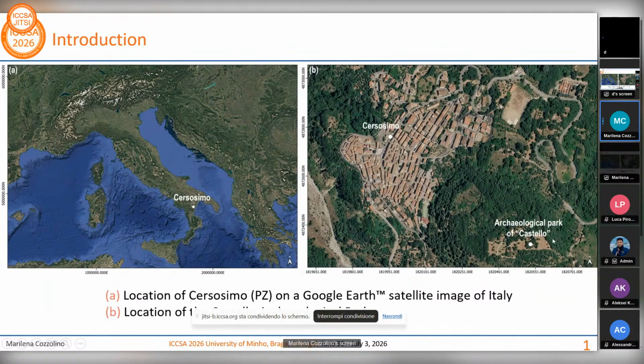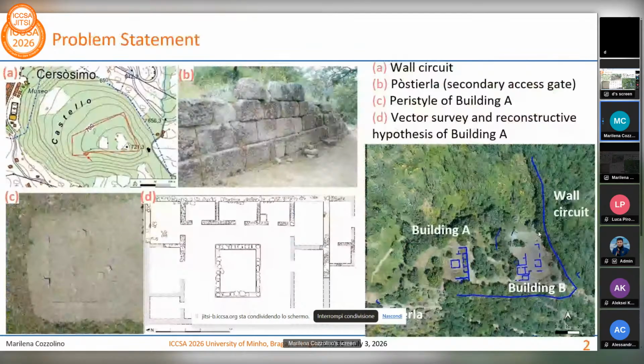We have very few information about it because excavations were carried out in 1969, and the results are unpublished, with just a report at the superintendency reporting the first results. The site is supposed to be surrounded by defensive walls that are not known in the entire circuit, and it is supposed to have a quadrangular, irregular plan.